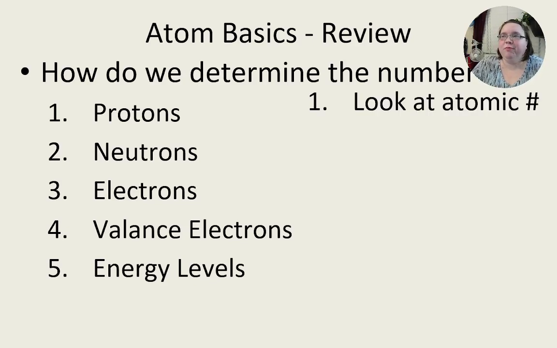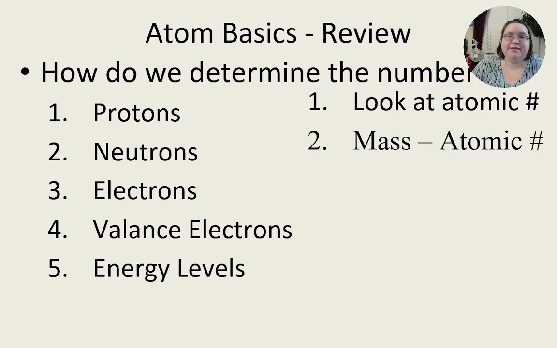So, quick review. How do we determine the following for any element? Remember that our number of protons, we get by looking at the atomic number. That's the number above the symbol on the periodic table. Our number of neutrons, we take the mass minus the atomic number. Now, if we're using the mass from the periodic table, we do need to round it to a whole number because you can't have part of a proton or part of a neutron. So it's that rounded mass minus the atomic number to get your neutrons.